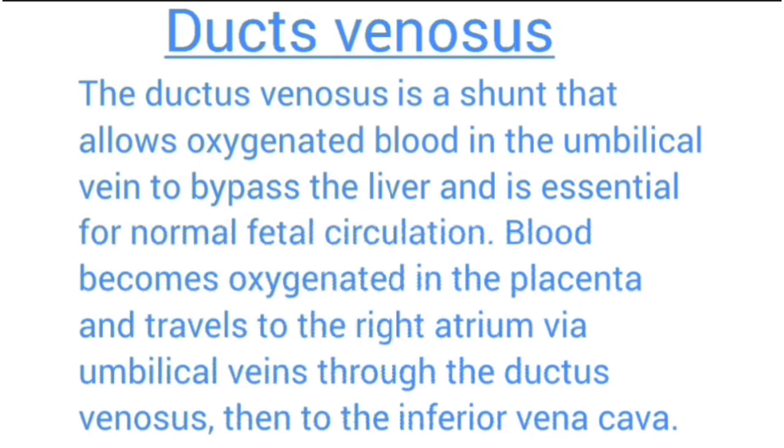Blood becomes oxygenated in the placenta and travels to the right atrium via umbilical veins through the ductus venosus, then to the inferior vena cava.